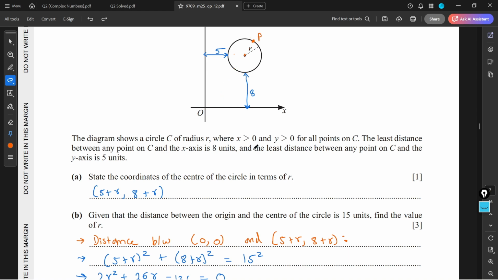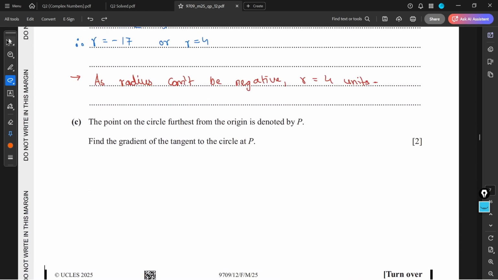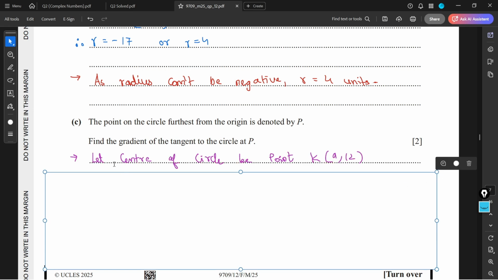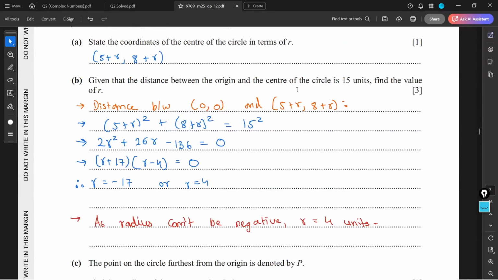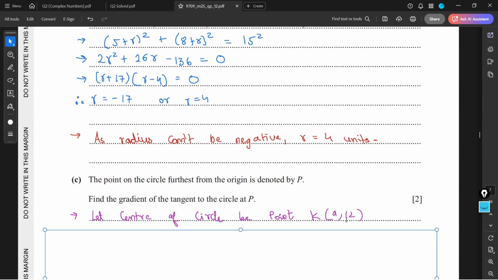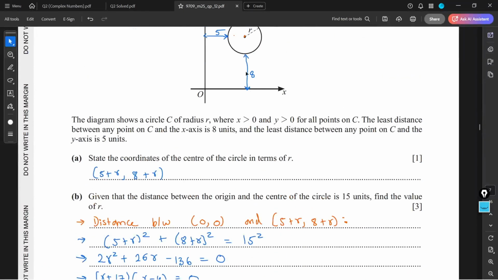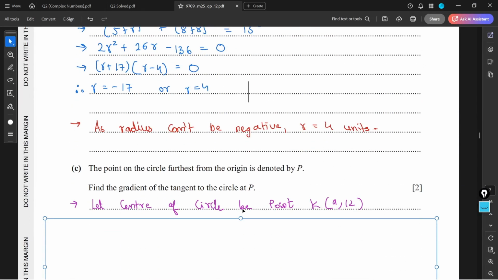So in order to do this, let me show you how I have done it. First of all, we have said that let the center of the circle be the point K (9, 12). How am I getting (9, 12)? Because the value of r is equal to 4 and the coordinates of the center were (5 + r, 8 + r). So 5 plus 4 is 9 and 8 plus 4 is 12. So that is how I said that let there be a point called K, which is the center of the circle, be (9, 12).